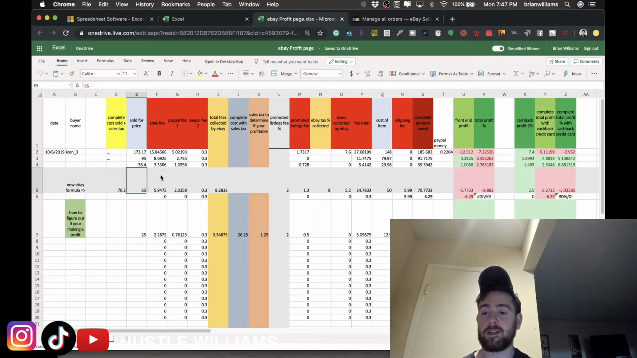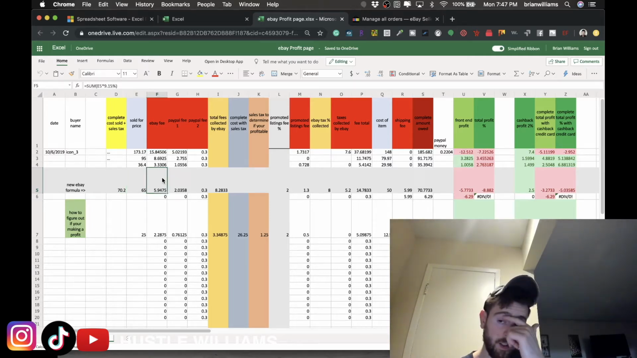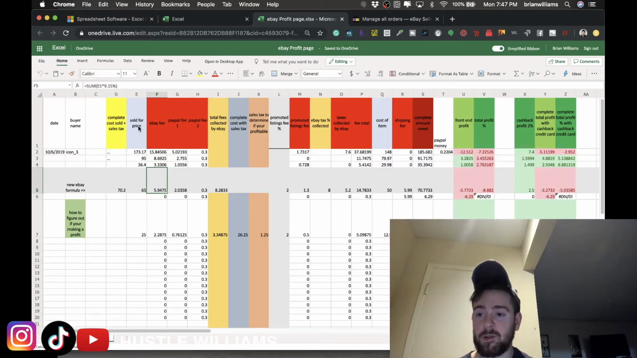Okay, so then what I found from there was the fees associated with that price. So if you have a store subscription and it's above basic, you can multiply the eBay fee times 9.15%, which will give you $5.94. It's probably $5.95 rounded up. You get that number by multiplying 9.15 times the sold for price.